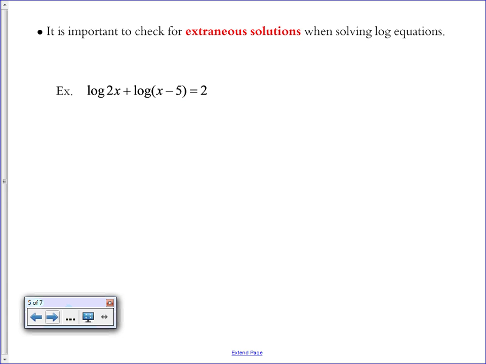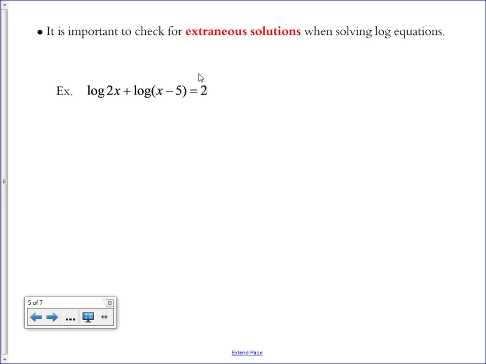This is slightly more complicated. We have 2 logs on the left side, and it equals a number. I'm not going to be able to just move one of these logs to the other side and use the first skill, because there's this positive 2 right here. That would just be stuck there. So what I want to do instead is take the 2 logs that I have on the left and combine them to a single logarithm.